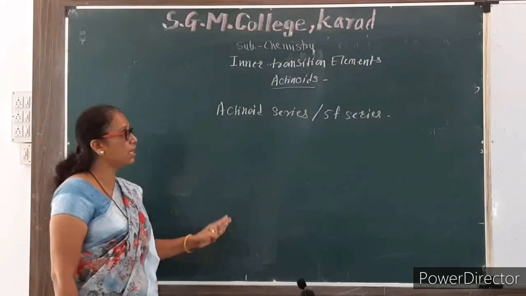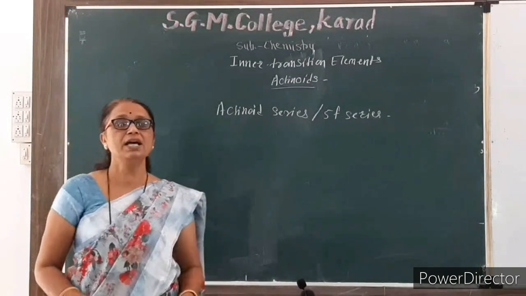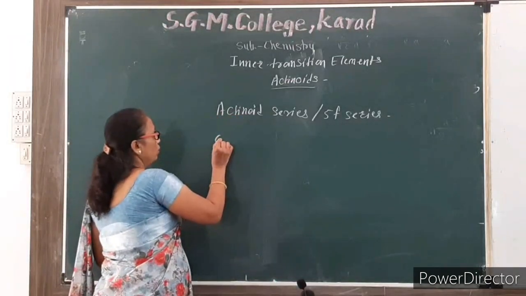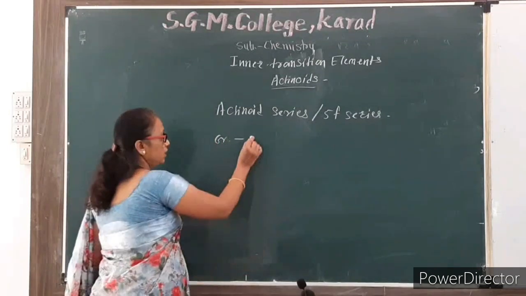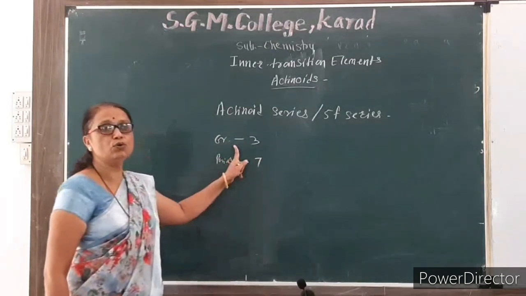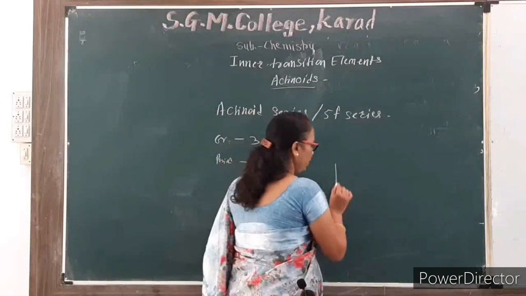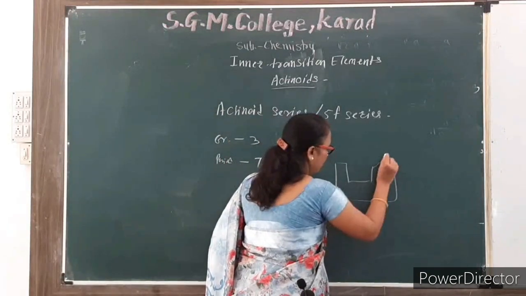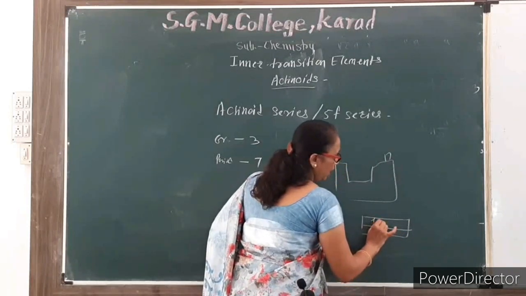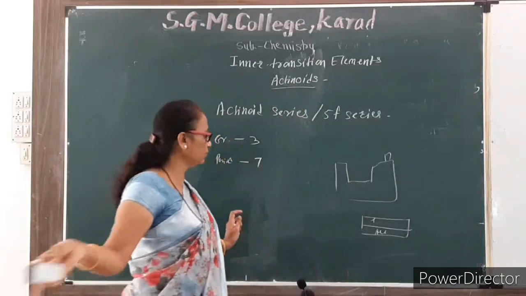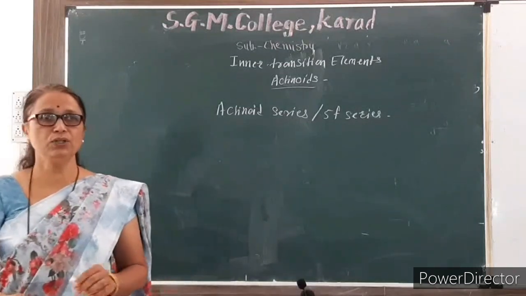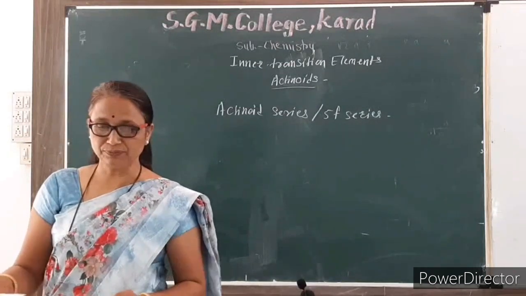Properties of these elements are similar to actinium and hence it is called the actinoid series, which is at the bottom of the periodic table, but the group of the actinoid series is 3 and the period is 7. It is placed in the third group and 7th period, and for convenience it is placed at the bottom of the periodic table. This is the actinoid series and this is the lanthanoid series. This is the position of the actinoids in group 3 and period 7.